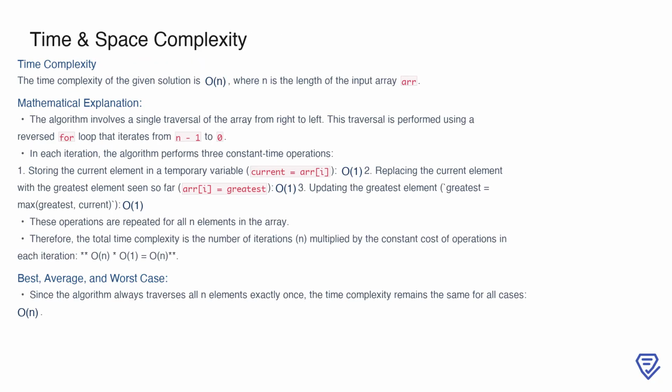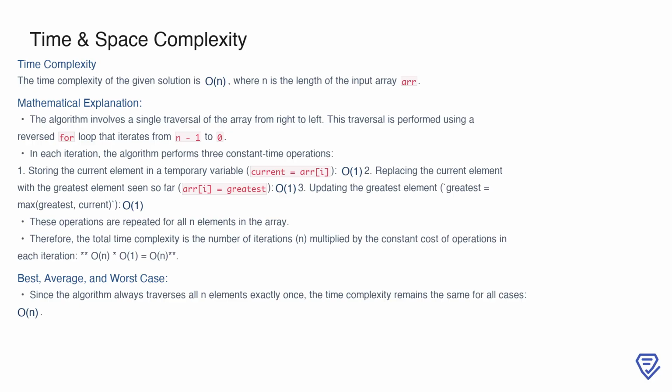The time complexity of the solution is O(n), where n is the length of the input array. This is because the algorithm processes the array in a single traversal, moving from right to left. During this traversal, the algorithm performs 3 constant time operations in each iteration. First, it stores the current element in a temporary variable, which takes O(1) time. Then, it replaces the current element with the greatest value observed so far, another O(1) operation. Finally, it updates the greatest value by comparing it to the current element, which also takes O(1).